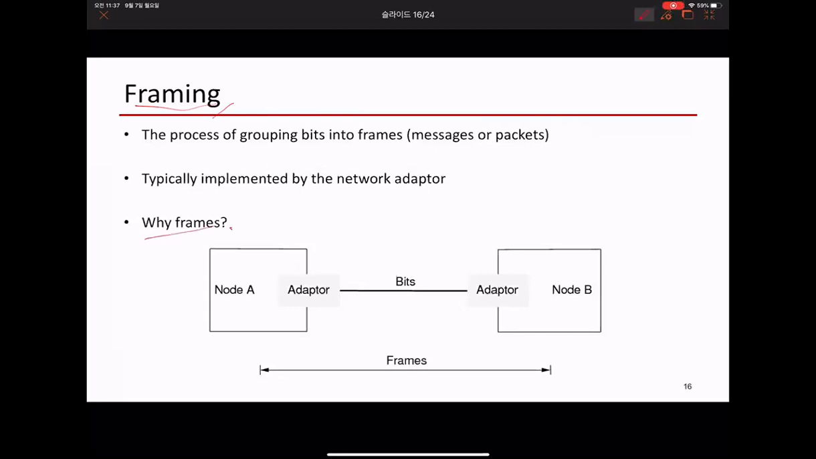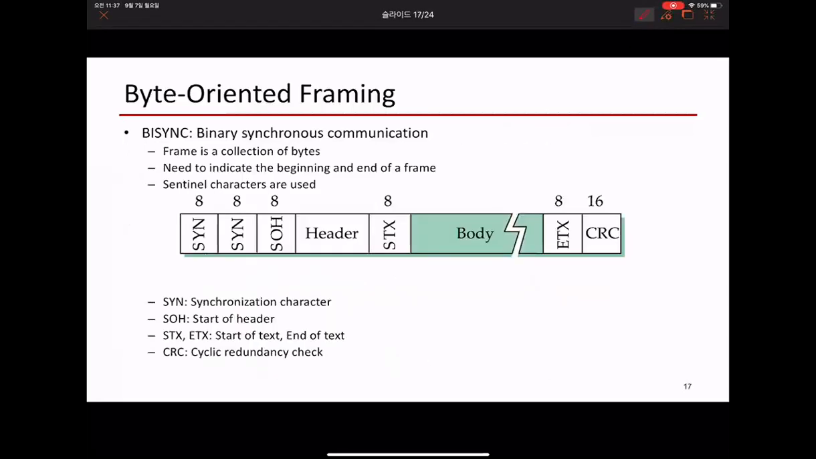So why do we need to frame? So the message is too big. You have to frame it. Okay, so there are many mechanisms for framing. So byte-oriented framing, which does BISYNC, binary synchronous communication. A frame is a collection of bytes. Your frame looks like this.